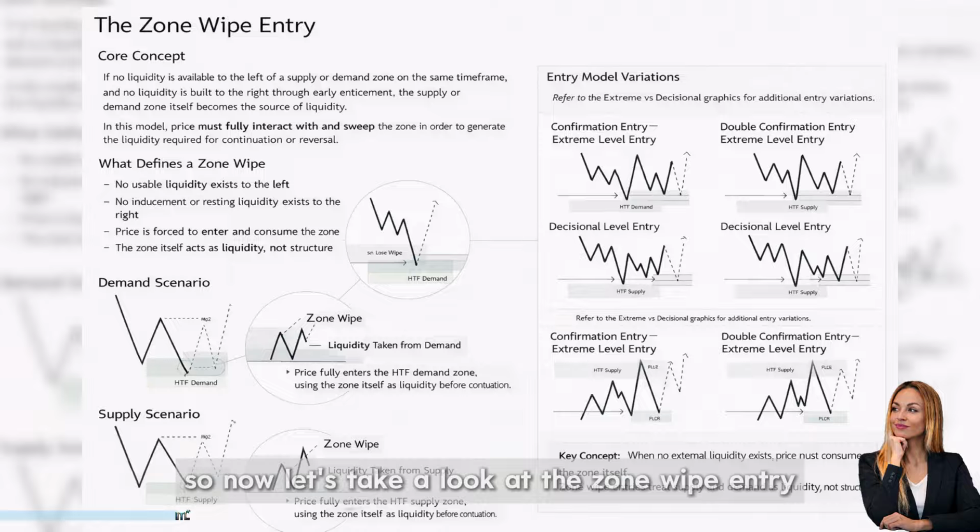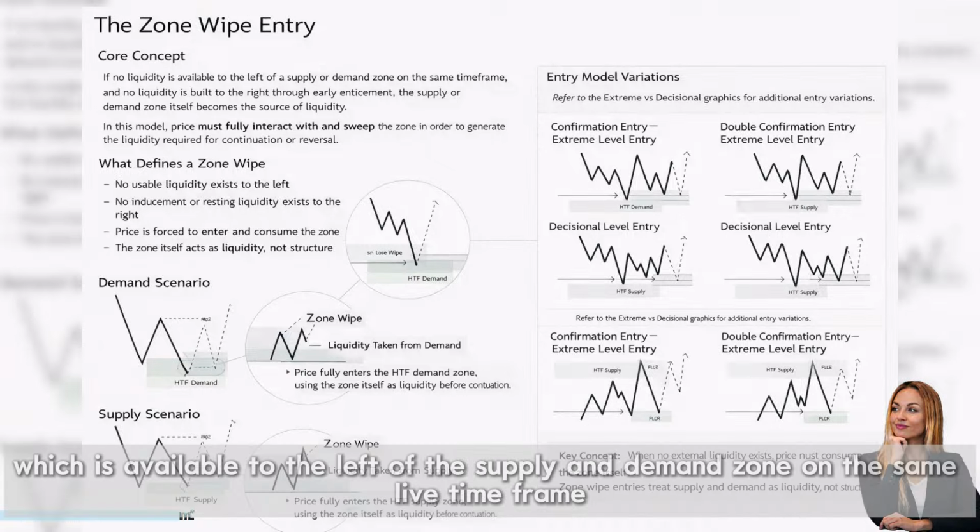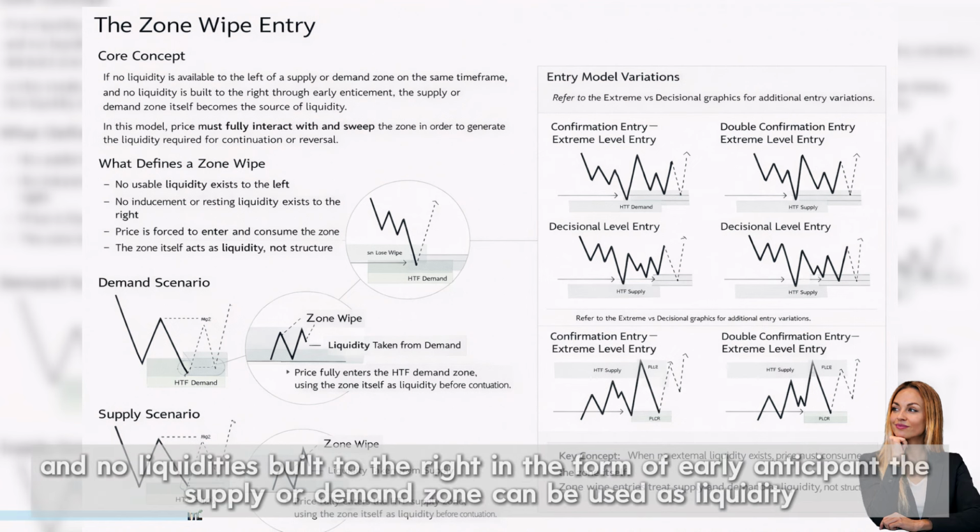So now let's take a look at the zone wipe entry. This zone wipe is where no liquidity is available to the left of the supply or demand zone on the same time frame, and no liquidity is built to the right in the form of early anticipation. The supply or demand zone can be used as liquidity.